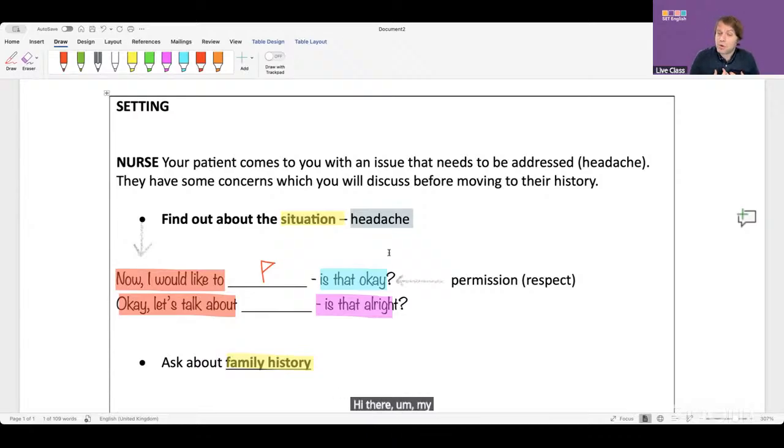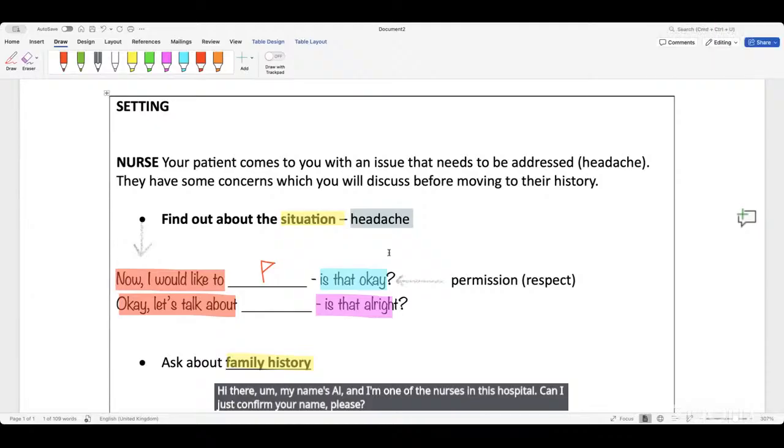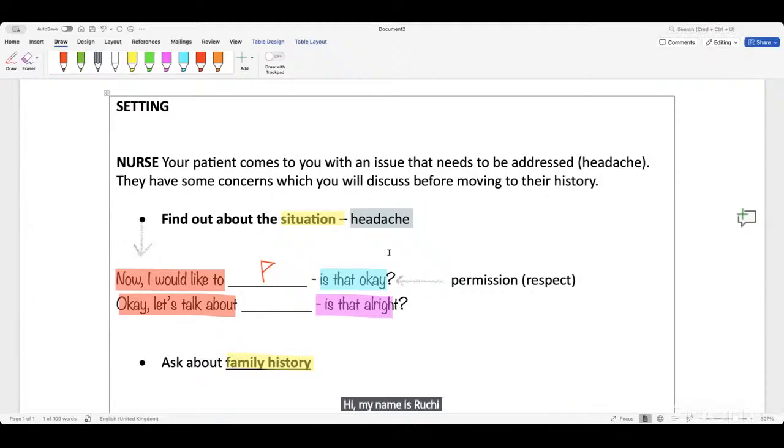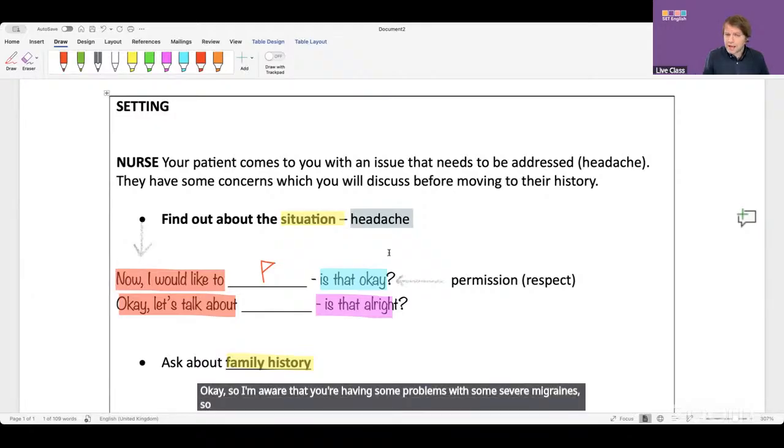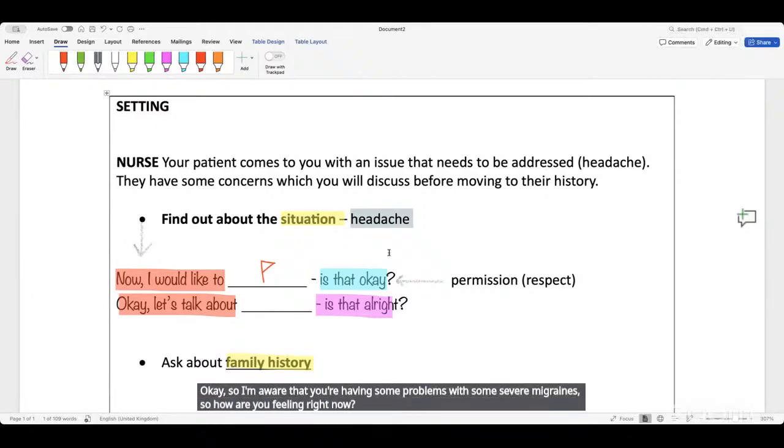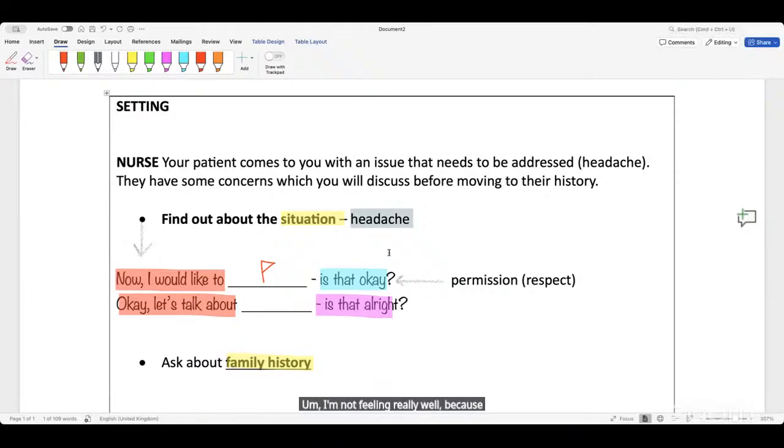Hi there. My name's Alan. I'm one of the nurses in this hospital. Can I just confirm your name, please? Hi, my name is Ruchi Jagota. Fantastic. Can I call you Ruchi? Yes, of course you can. Okay, so I'm aware that you're having some problems with some severe migraines. So how are you feeling right now? I'm not feeling really well because when I got up this morning, I've got a severe headache.